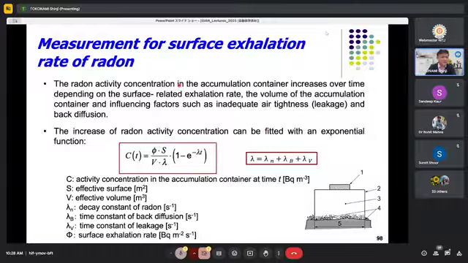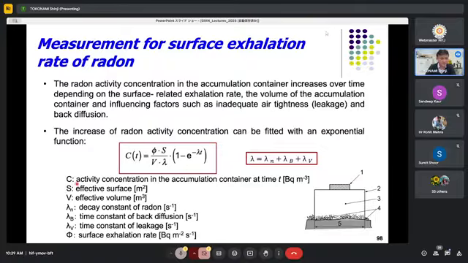The radon activity concentration in the accumulation container increases over time depending on the surface-related acceleration rate, the volume of the accumulation container, and influencing factors such as inadequate air tightness, namely leakage, and back diffusion. The increase of radon activity concentration can be fitted with an exponential function. Here, look at this figure.